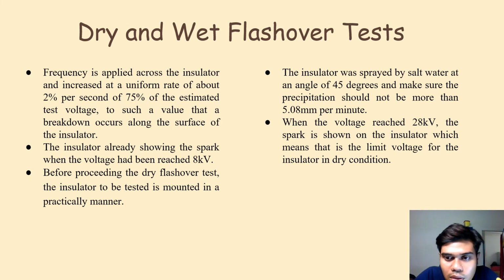So after that, the insulator was sprayed by salt water at an angle of 45 degrees, and we need to make sure the precipitation should not be more than 5.08 mm per minute. So this is the wet flashover test. After that, when the voltage reached 28 kV, the spark is shown on the insulator, which means that is the limit voltage for the insulator in dry condition.